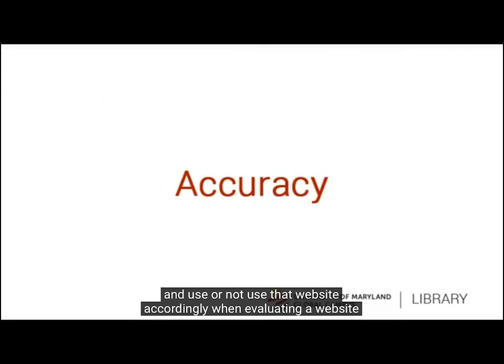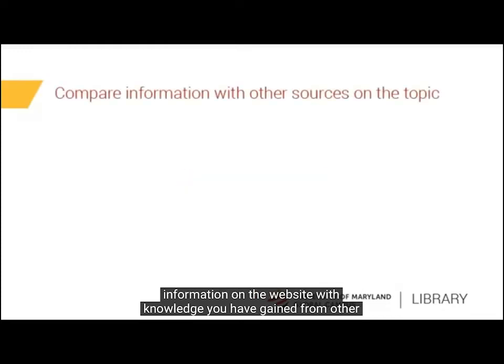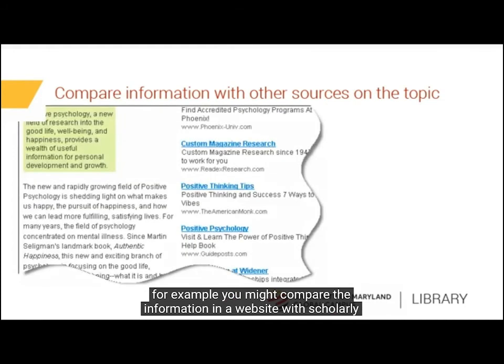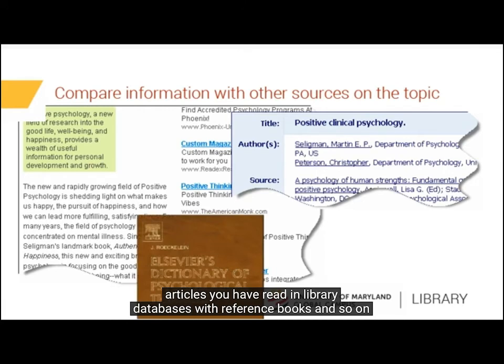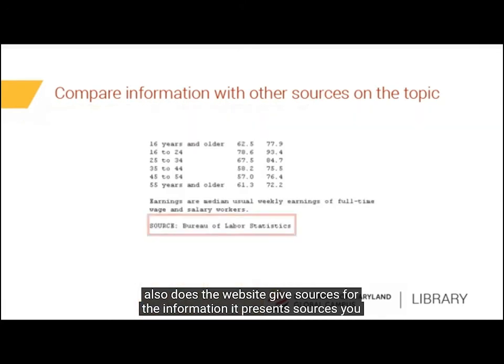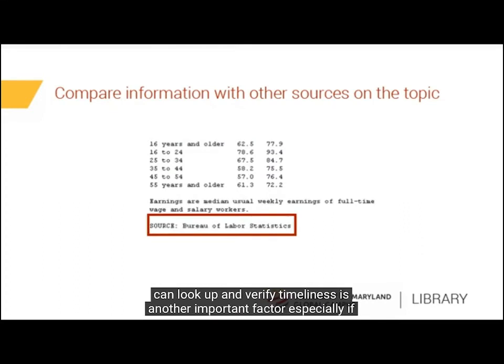When evaluating a website, you should also ask, is the information on the website accurate? Compare the information on the website with knowledge you have gained from other sources in the course of your research to see if the website contains errors. For example, you might compare the information in a website with scholarly articles you have read in library databases, with reference books, and so on. Also, does the website give sources for the information it presents, sources you can look up and verify?